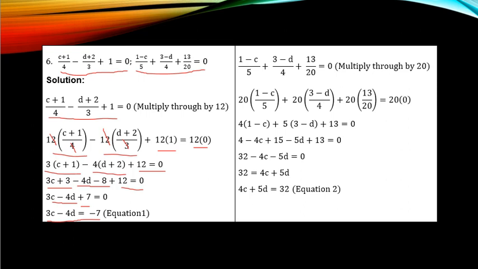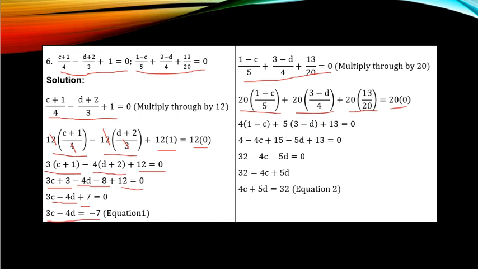Then equation 2 is from the second equation. So you have this. The LCM of 5, 4 and 20 is 20. To clear the fractions, multiply through by 20. First term times 20, second term times 20, third term times 20, right hand side by 20.